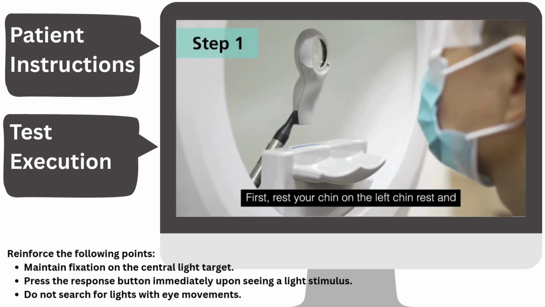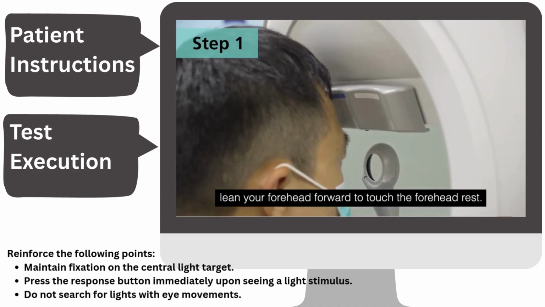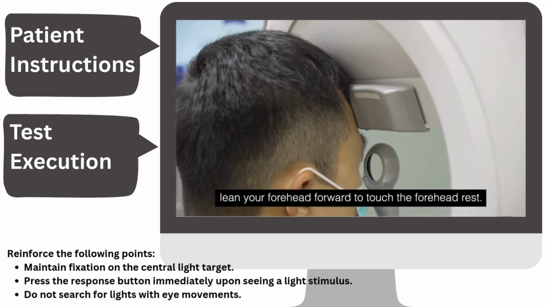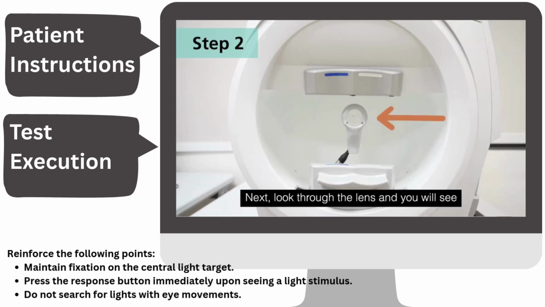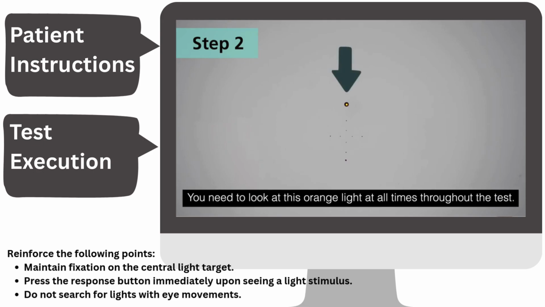First, rest your chin on the left chin rest and lean your forehead forward to touch the forehead rest. Next, look through the lens and you will see a spot of orange light in the middle. The orange light is a physician's target. You need to look at this orange light at all times through the test.